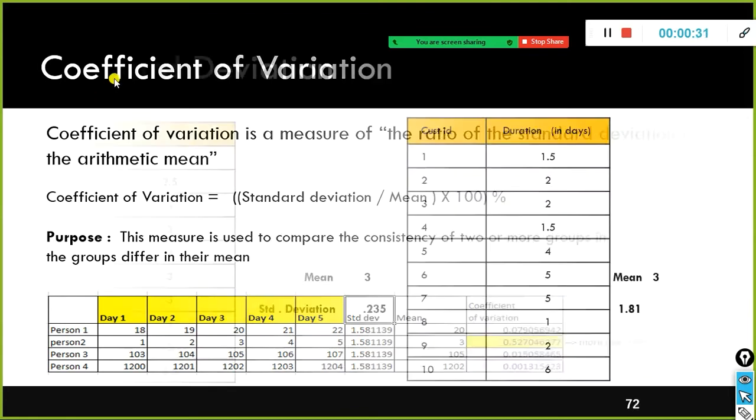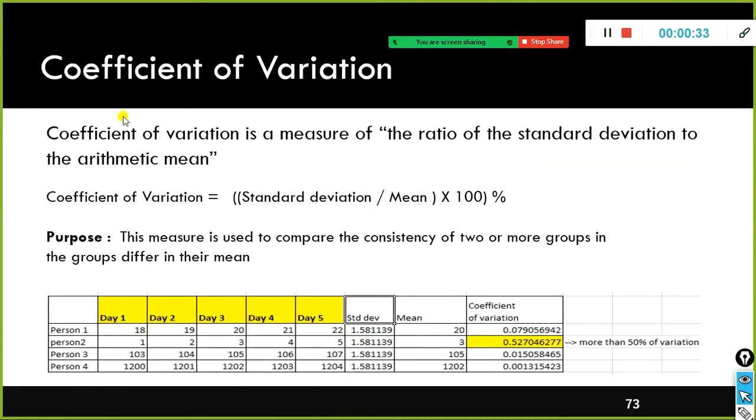So in today's session, we'll continue with understanding what the coefficient of variation is. This is another measure using which we can understand the spread of the data. What is coefficient of variation? The ratio of the standard deviation to the mean. We learnt about the standard deviation, and we know the mean. If you divide the standard deviation by the mean and multiply this by 100, you will get the coefficient of variation percentage. The classic example is this one.